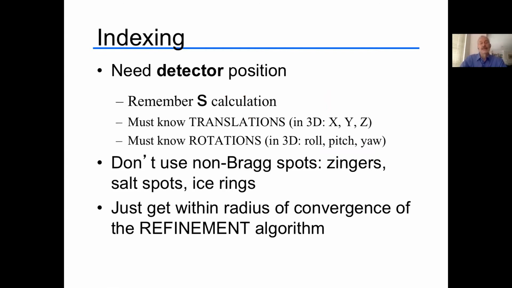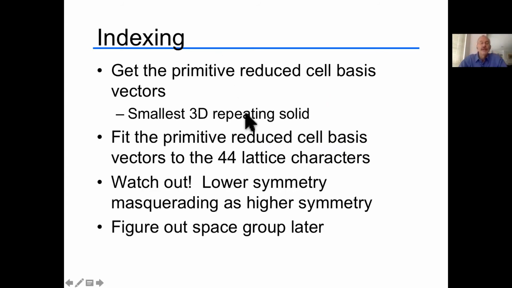Don't forget that you need to know the detector position, because the S vector is calculated from the detector position, and you're just going to need to do indexing to get within the radius of convergence. But you can get the primitive reduced cell, which is, let's say, the smallest 3D repeating solid that you can use, and you'll fit these to 44 lattice characters. You'll fit these essentially to ultimately the space group. You can have lower symmetry masquerading as higher symmetry, and you're going to figure out the absolute space group later.